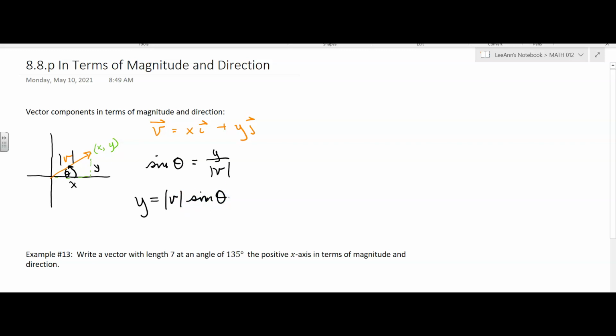And then similarly, you can do the same thing with x. So the cosine of theta is going to be x over the magnitude of your vector. And so x is going to equal the magnitude of v times cosine theta. So when you want to put your vector in i plus j form, in terms of i and j, and you want to use the magnitude and the direction, then it's going to look like this.